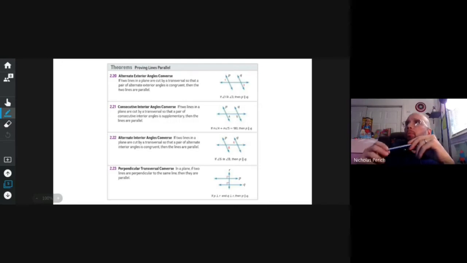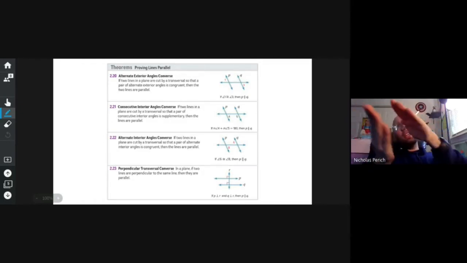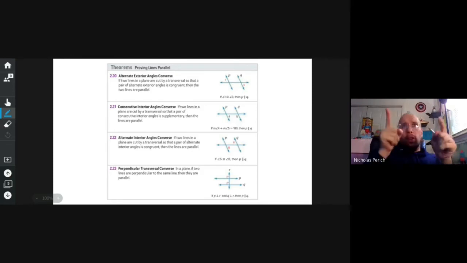Okay. So let's get to it. And we're probably going to refer back to these things a lot. Again, the regular ones that we're used to from the other day are, if these lines are parallel, then these angles are congruent. Now the converse says, if these angles are congruent, that means the lines are parallel.